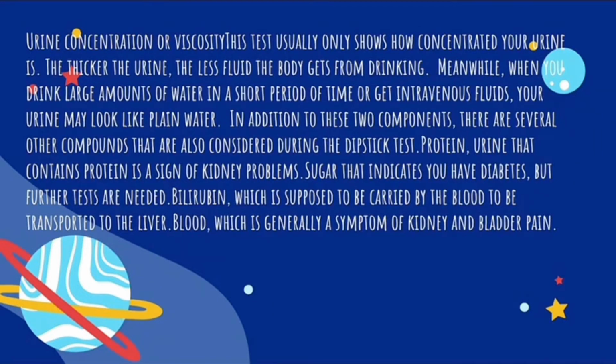Protein: urine that contains protein is a sign of kidney problem. Sugar: that indicates you have diabetes, but further tests are needed. Bilirubin, which is supposed to be carried by the blood to be transported to the liver. Blood, which is generally a symptom of kidney and bladder pain.